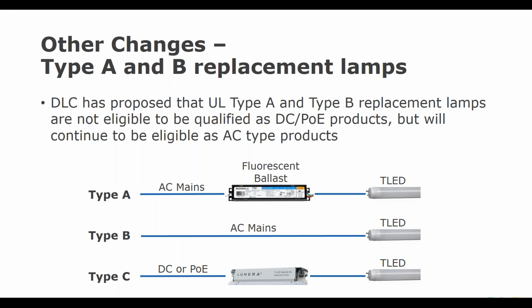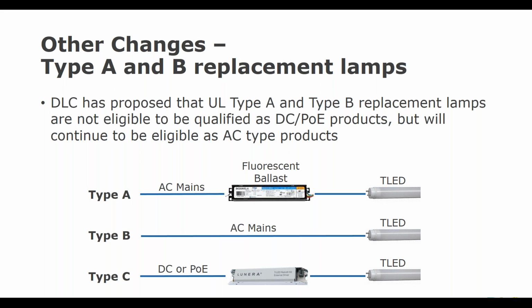Next few issues here were not changes that we made in response to comments, but they're changes that we did make with the second draft as a result of some additional research we've done and conversations that we've had with utilities. So this first one is that we are proposing UL type A and B replacement lamps, so plug and play lamps that run off fluorescent ballasts or the lamps that run directly off of the AC mains would not be eligible to be qualified as DC and PoE products. Those are AC products, as is drawn on the screen, and they can continue to be eligible as AC type products.